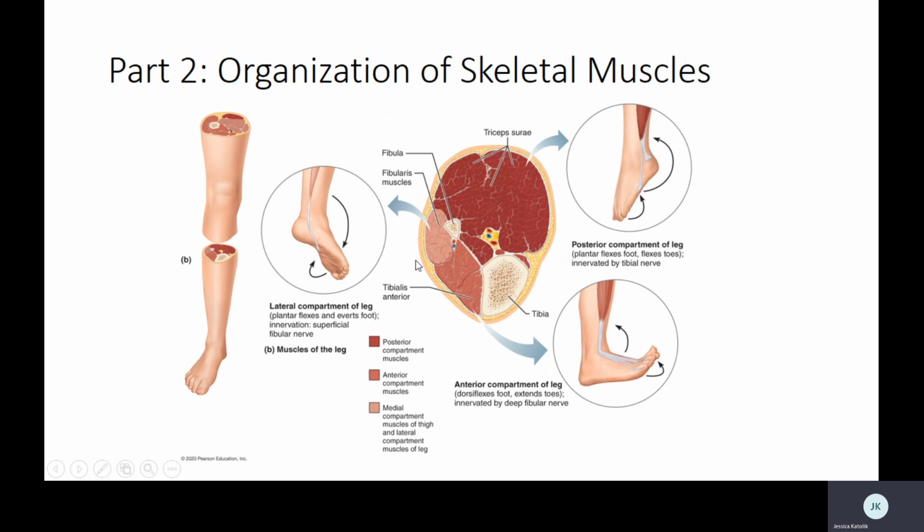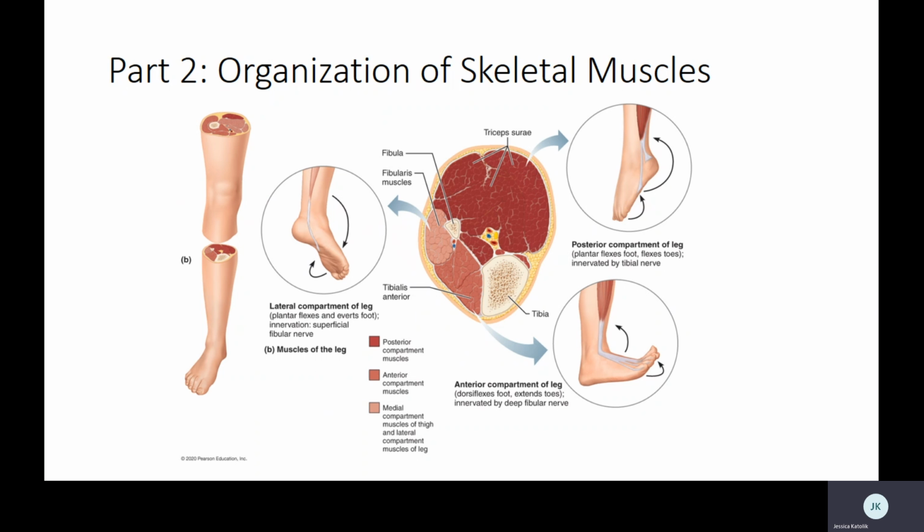On the lateral side, we're going to have the third compartment, and this third compartment is going to be responsible for plantar flexing the foot, so it's going to aid the posterior compartment, and it's going to evert the foot, meaning that the bottom of the foot will turn more laterally, so it's kind of like rolling your ankles in to be able to do these motions.